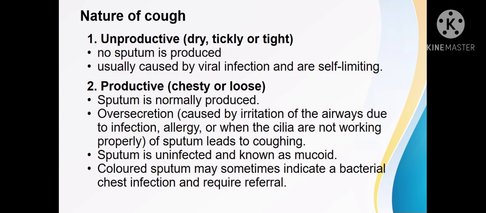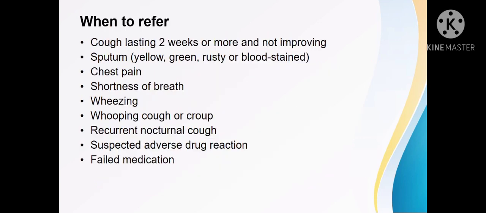Oversecretion of sputum caused by irritation of the airways due to infection, allergy, or when the cilia are not working properly leads to coughing. Sputum that is uninfected is known as mucoid. Colored sputum may sometimes indicate a bacterial chest infection and require referral.